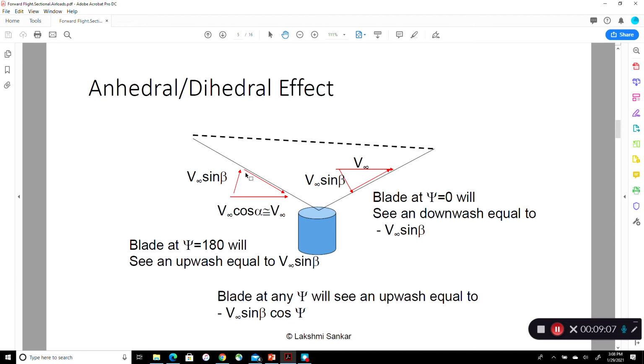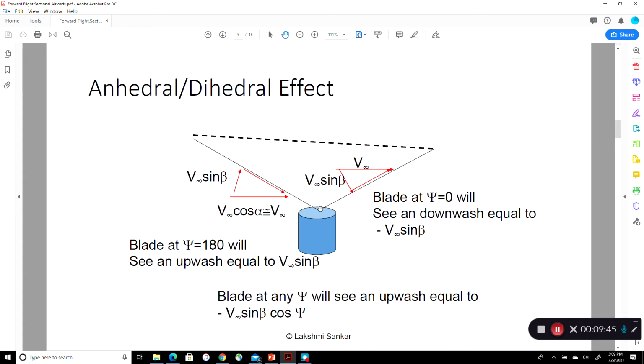It also sees a radial component of velocity, which is going this way. So this velocity vector can be decomposed into this component, v infinity sine beta, and v infinity cosine beta. This cosine beta is approximated to be 1 because beta is a small number. If you're using a more comprehensive program such as CAMRAD, RCAS, UMARC or DYMORE, they won't make this approximation. Wherever v infinity is, it will be v infinity times cosine of alpha.